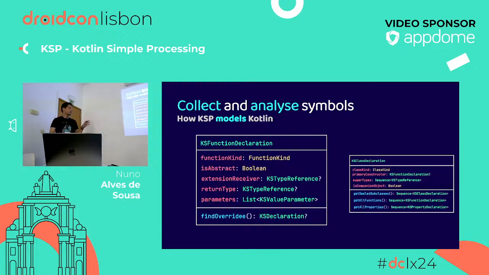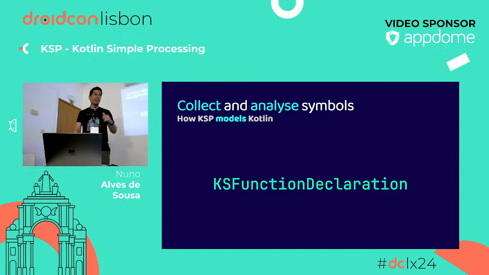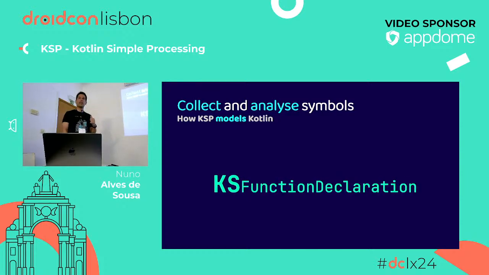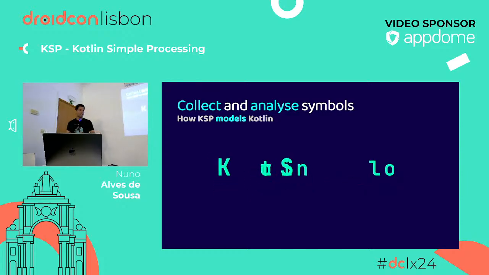What's interesting about all of these interfaces is that they only provide you an API to analyze the attributes of a symbol declaration and not its actual implementation. For example, with the KSFunctionDeclaration interface, you cannot actually analyze the body of a function. And this is because the KS prefix in all KSP types stands for Kotlin symbol.